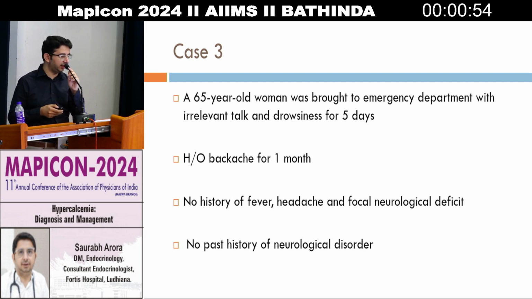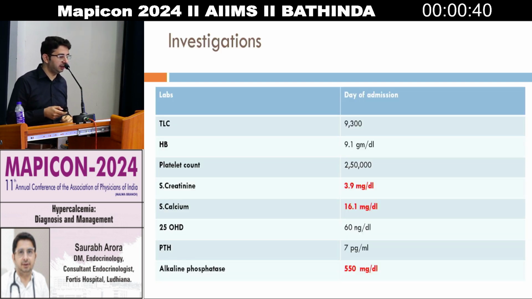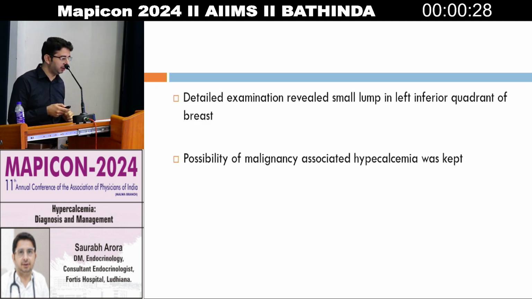And the third case scenario is of a 65-year-old woman brought to the emergency department with irrelevant talk and drowsiness for 5 days. History of backache was present for 1 month, and general physical examination and neurological examination were essentially within normal limits. Investigation showed creatinine of 3.9, calcium of 16.1, and alkaline phosphatase of 550. PTH was less than 20. It was 7. So it was PTH independent hypercalcemia.